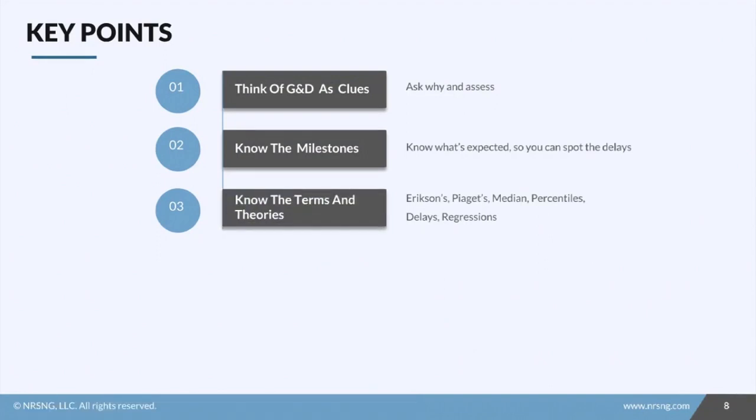Okay, guys, I hope you found this lesson helpful as a review of growth and development. Your key points for this lesson are, number one, think of growth and development as clues. If you see that there's a problem, a delay, or a regression, ask why and assess. And also remember, they're not just clues for practice, but they are excellent clues for test questions as well. Number two, you got to know those milestones so that you can spot delays and help that kid. And finally, be familiar with terms and theories. Again, it's not the most fun thing to learn, but like I said, very, very testable.